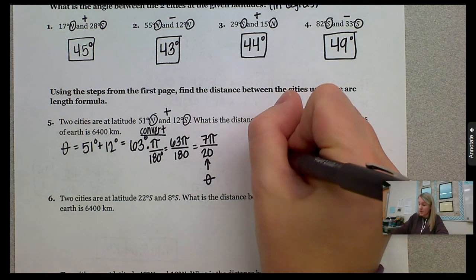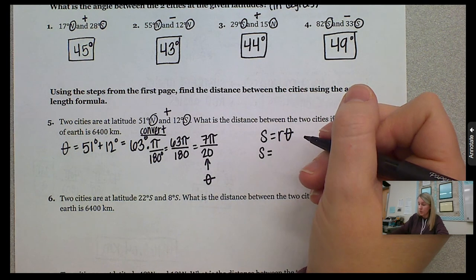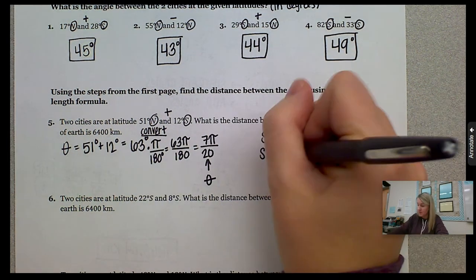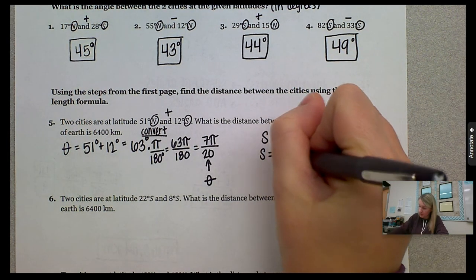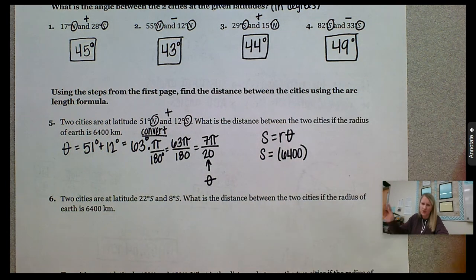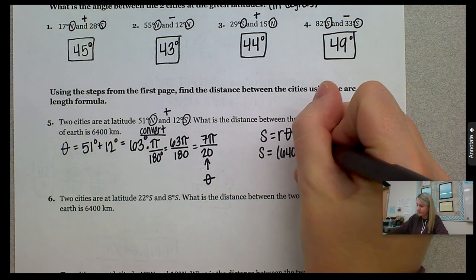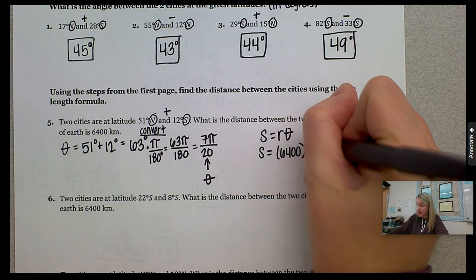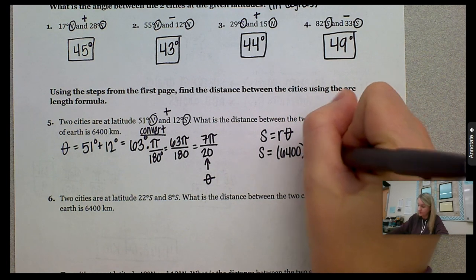So my formula is S equals R theta. R is always the same for these, for every single problem, because the radius of the Earth does not change. So it's always 6,400, but I'll always remind you that you don't need to know that. And then the angle is the radian, which is 7 pi over 20.